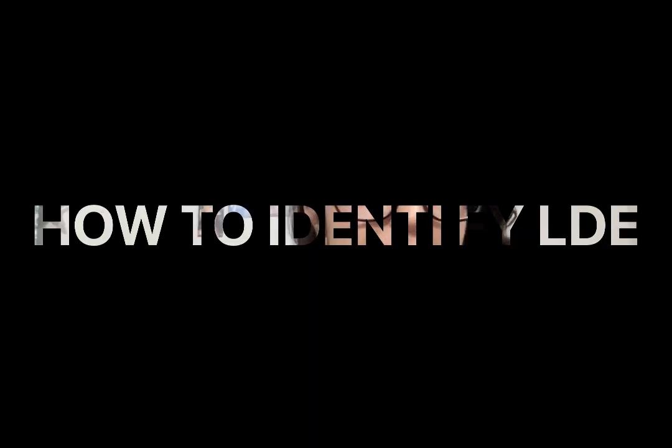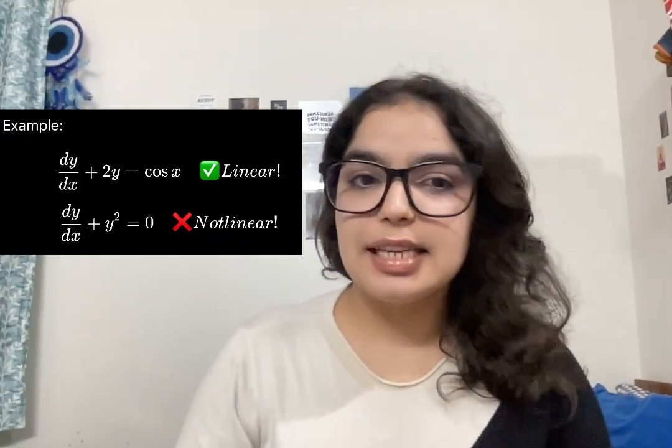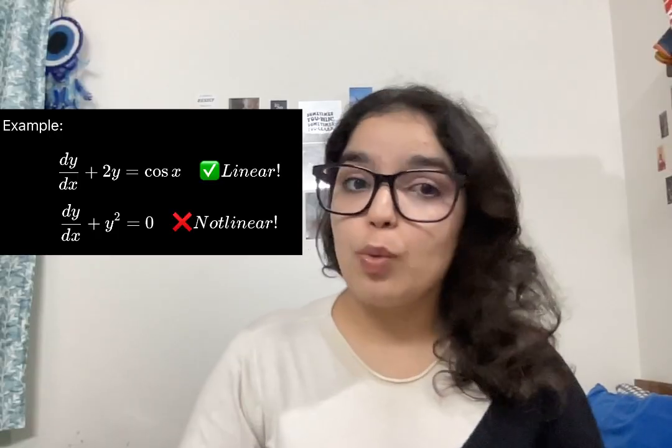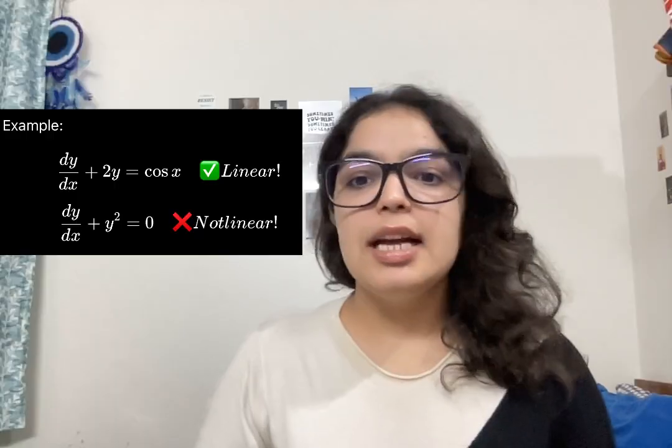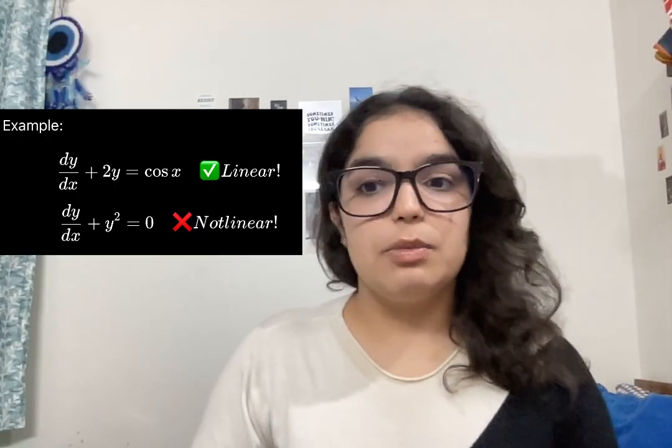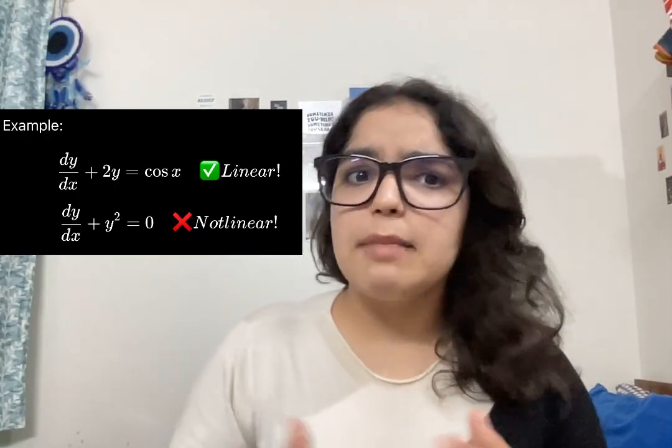Now comes the most important part of them all. How to identify a linear differential equation. I'm going to tell you a golden rule. An equation is linear if the dependent variable y and all its derivatives appear only in the first power. No squaring, no cubing, no funky stuff. Example, this. Here, the first example, dy by dx plus 2y is equal to cos x, is linear. Whereas the second example, dy by dx plus y square is equal to 0, is not linear. Can you tell me why?